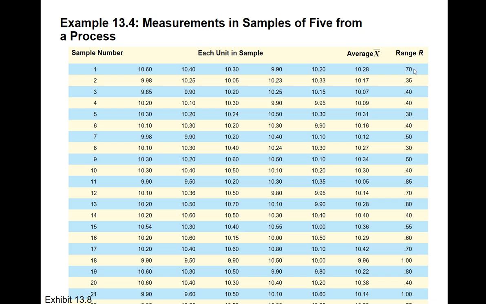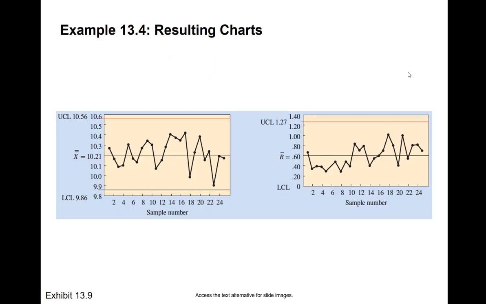So way back here, the range should be 0.70. So for sample 1, it should be 0.70 as the number you should put here to stand for sample 1. So we have all the numbers over there. So this is how we have the control chart.